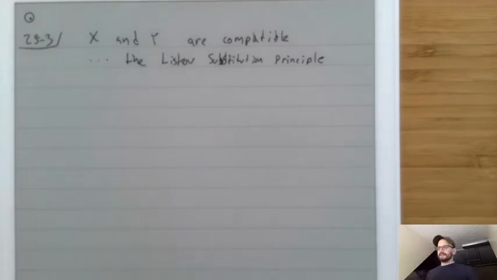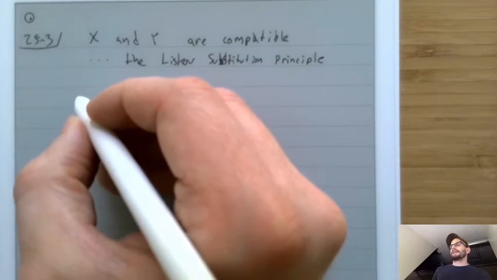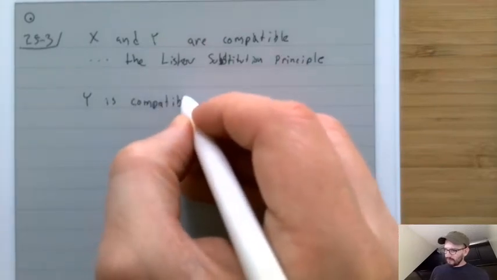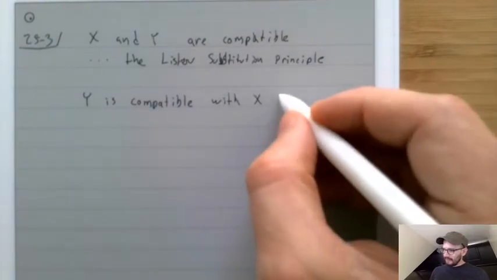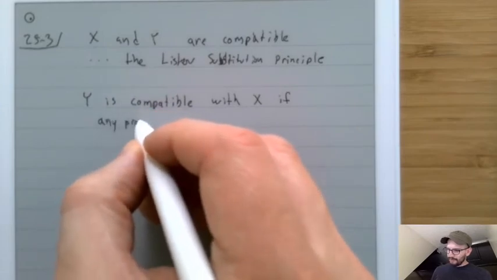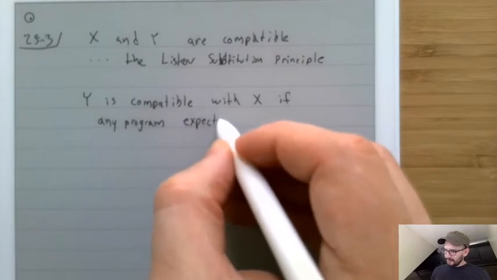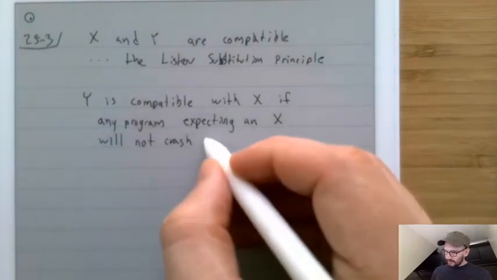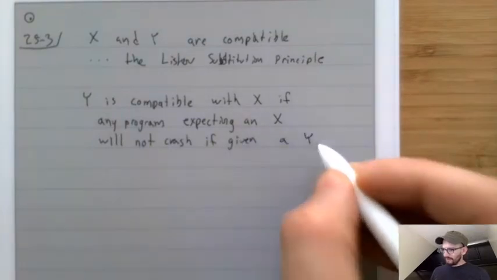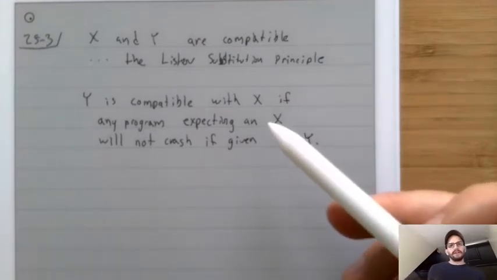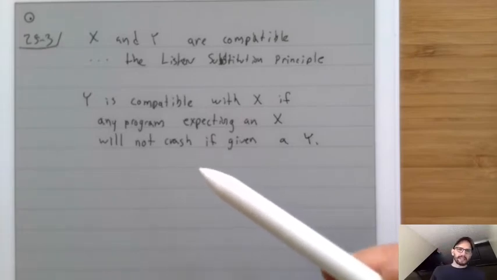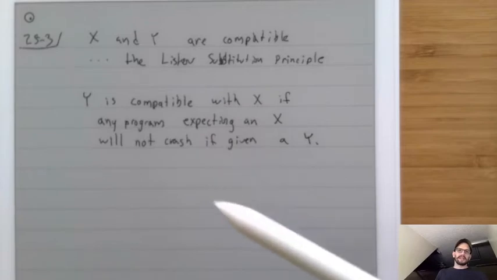The substitution principle basically says Y is compatible with X if any program expecting an X will not crash if given a Y. Now, right here, this is a concept in human, right? This compatibility idea is a human idea, and we're expressing it slowly mathematically by saying any program expecting X will not crash if given a Y.